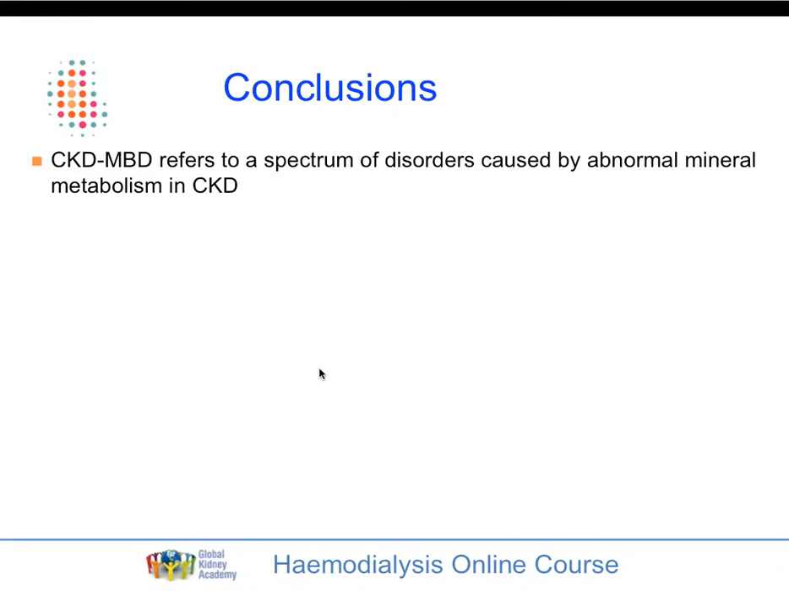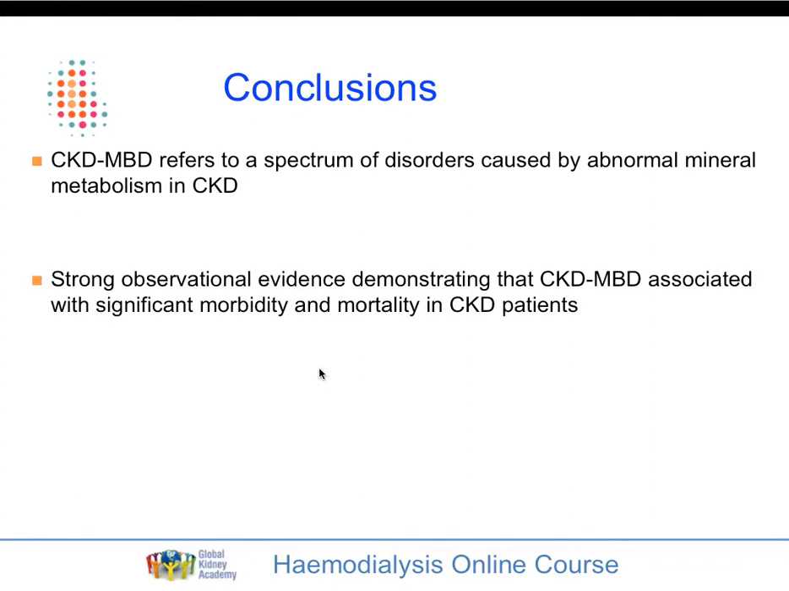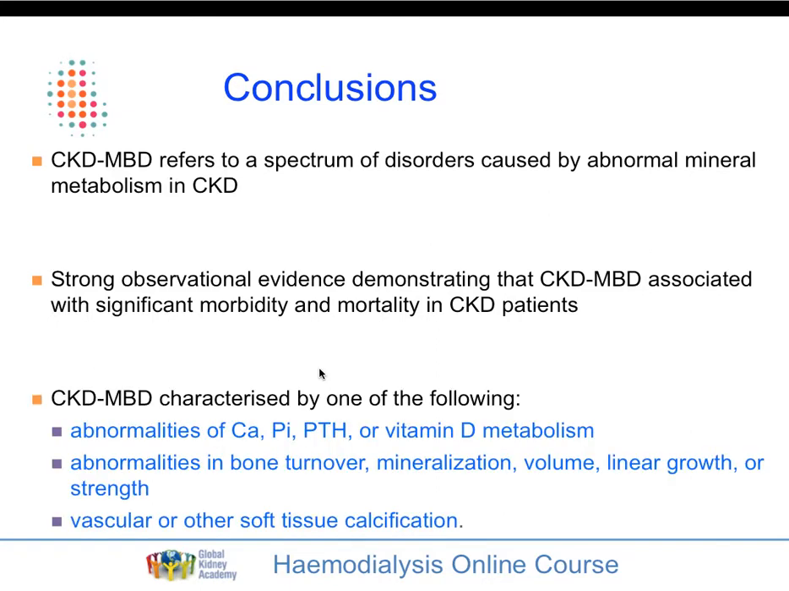So if we just conclude, CKD-MBD refers to a spectrum of disorders caused by abnormal mineral metabolism in CKD. There's strong observational evidence demonstrating that CKD-MBD is associated with significant morbidity and mortality, and it's characterized by the triad of laboratory abnormalities of calcium, phosphate, PTH, and vitamin D; abnormalities in bone turnover, mineralization, volume, growth, and strength; and abnormalities in the blood vessels or other soft tissue with evidence of calcification.